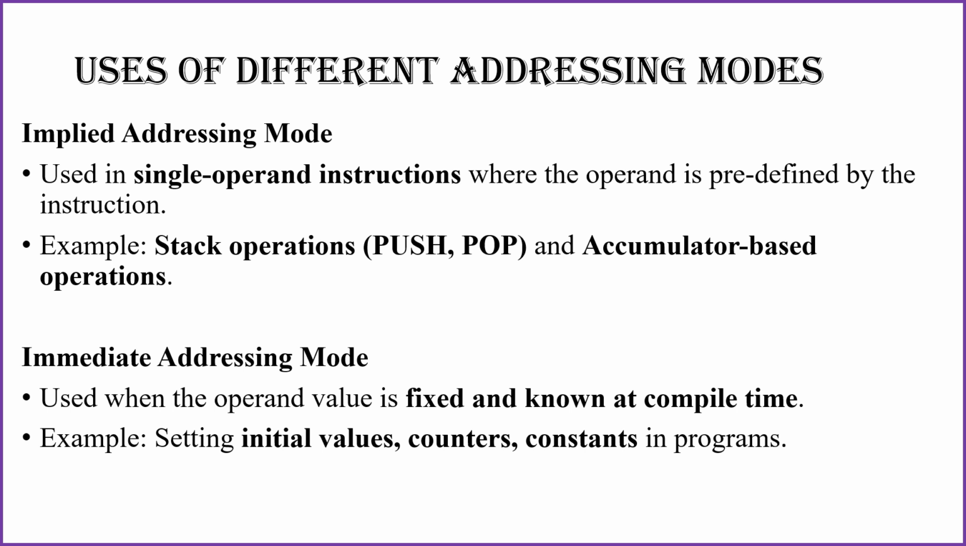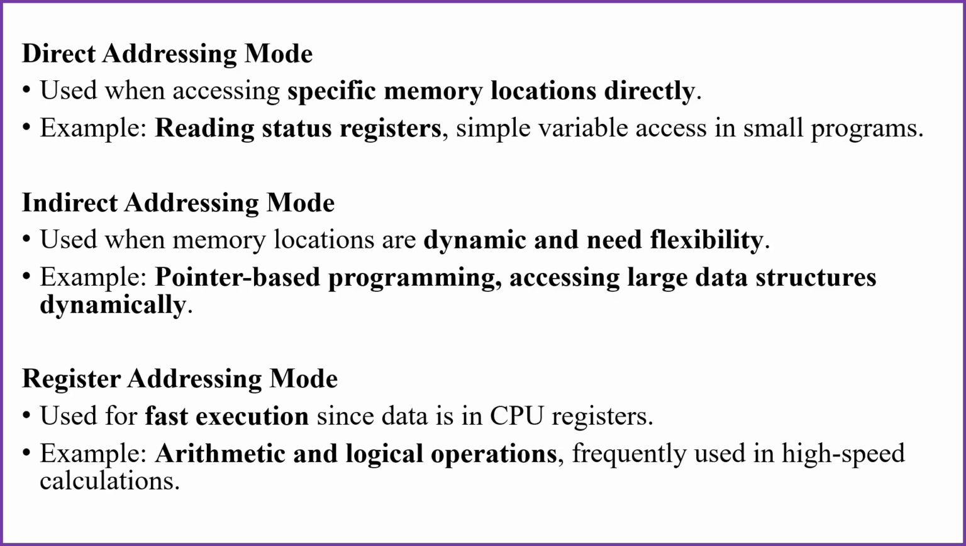Moving on to the uses of different addressing modes. The implied addressing mode is used in the single operand instruction where the operand is predefined by the instruction. Example, stack operations and the accumulator based operation. The immediate addressing mode is used when the operand value is fixed and known during the compile time. For example, setting initial values, counters, and constants in programs. The direct addressing mode is used when accessing the specific memory locations directly. Example, reading the status registers, simple variable access in small programs.